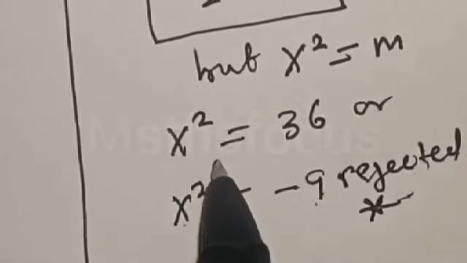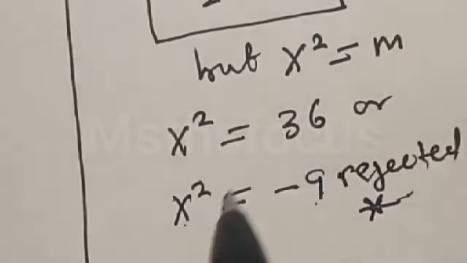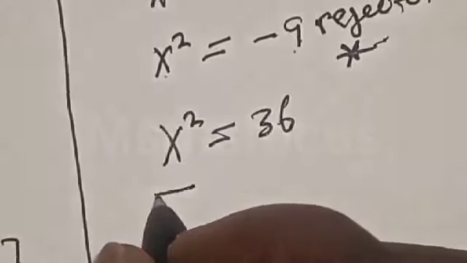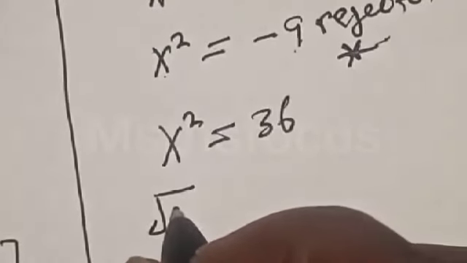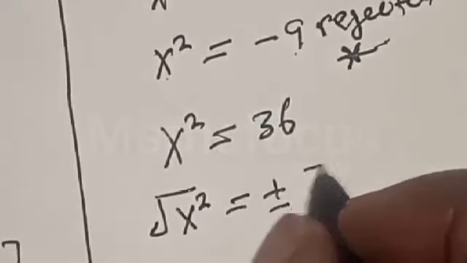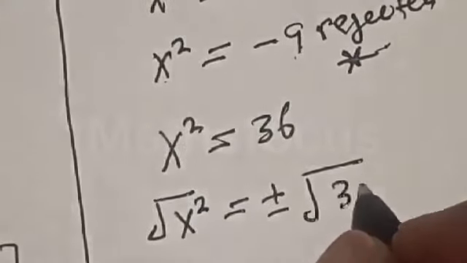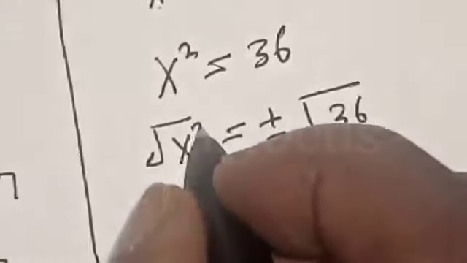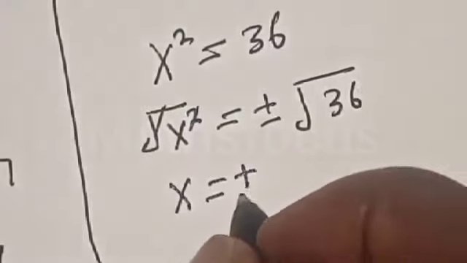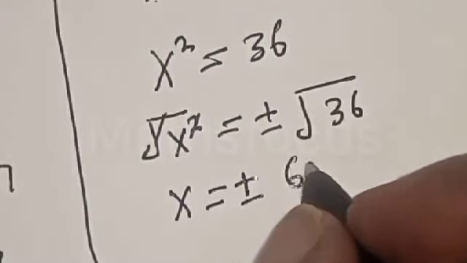The only true solution we have is x squared is equal to 36. Let's work with that. We have x squared is equal to 36. Then let's take the square root of both sides. That is the square root of x squared is equal to plus or minus the square root of 36. Now this one will cancel this. x is equal to plus or minus 6.